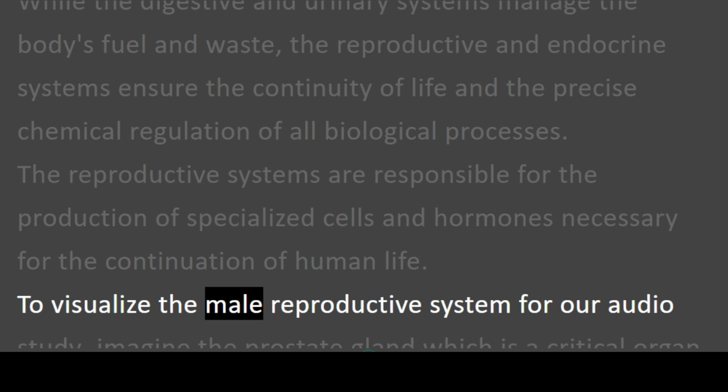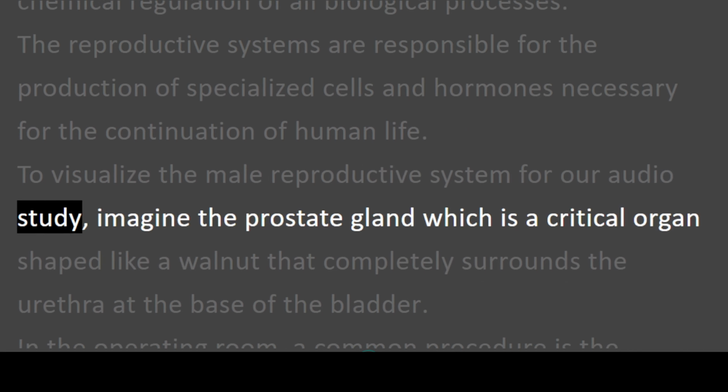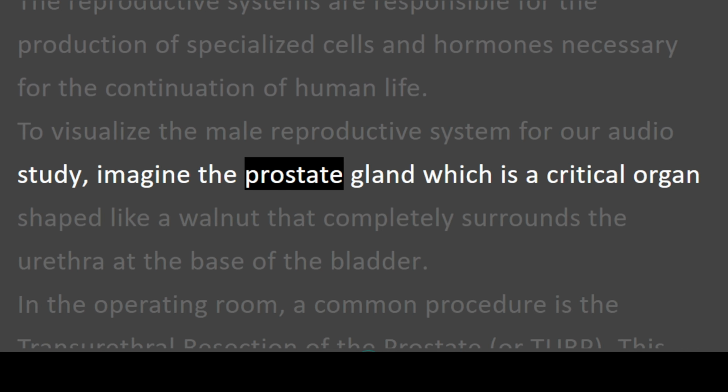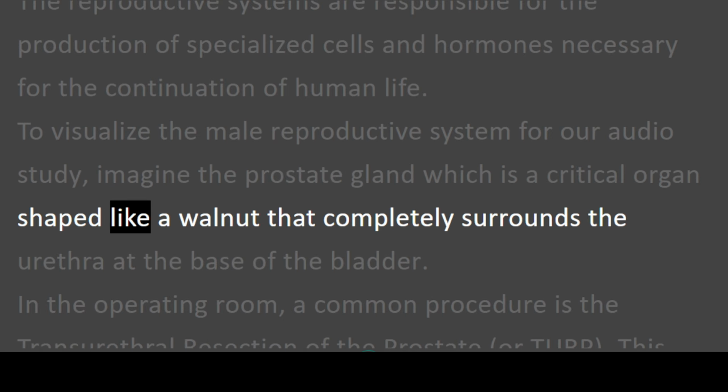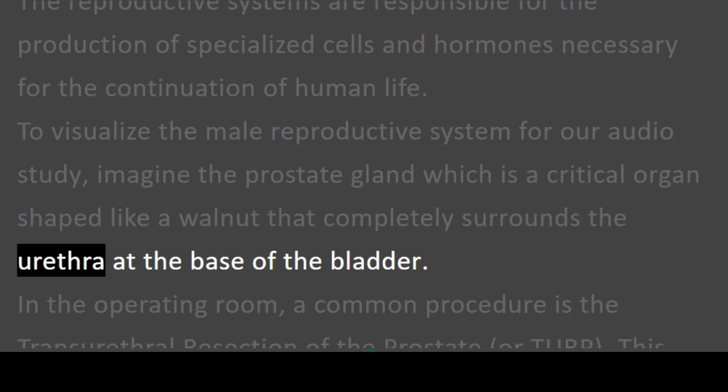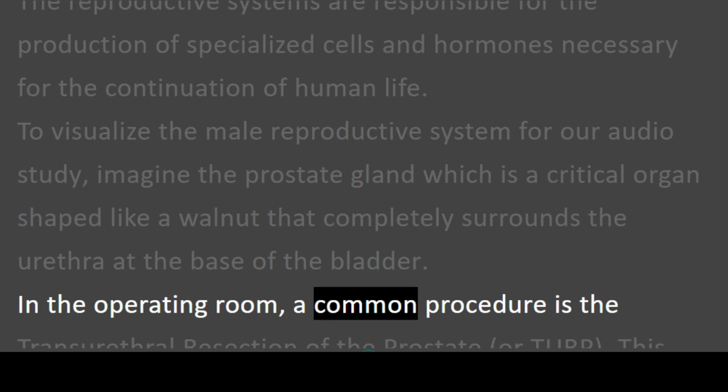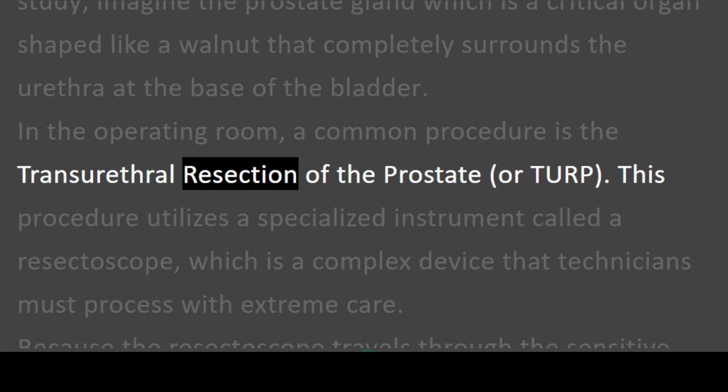To visualize the male reproductive system for our audio study, imagine the prostate gland, which is a critical organ shaped like a walnut that completely surrounds the urethra at the base of the bladder. In the operating room, a common procedure is the transurethral resection of the prostate, or TURP.